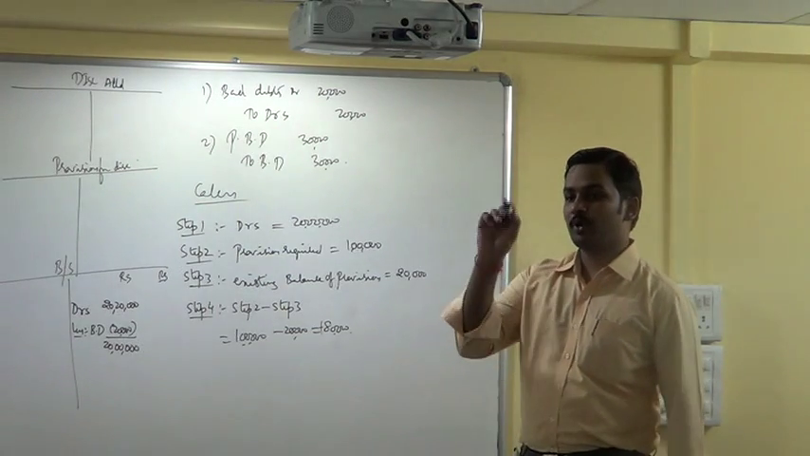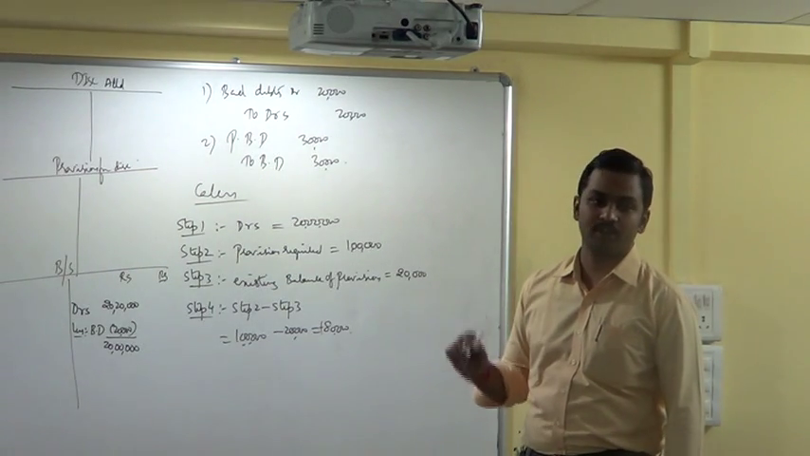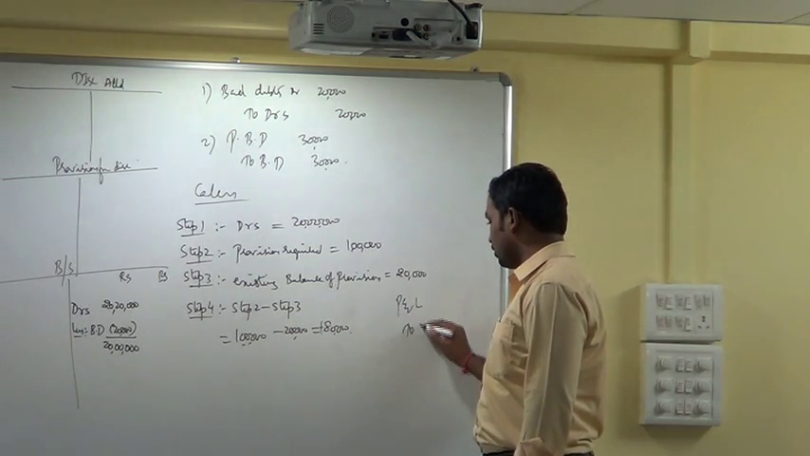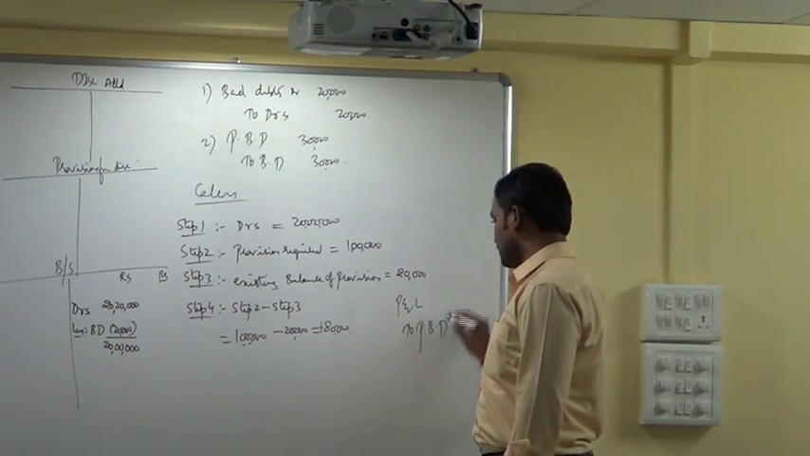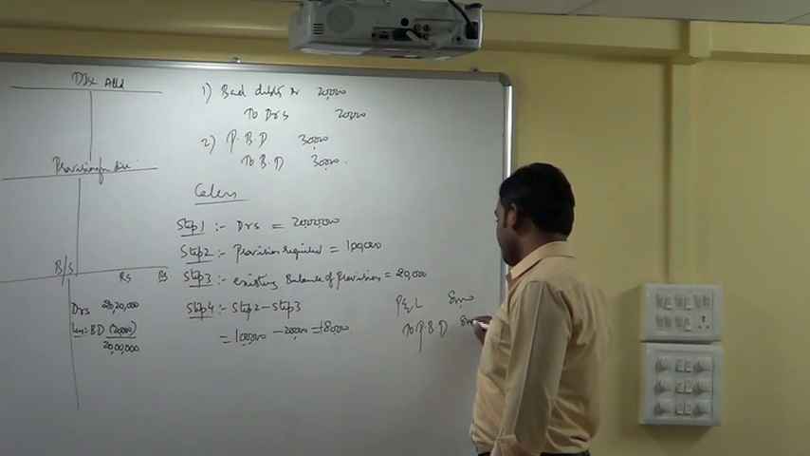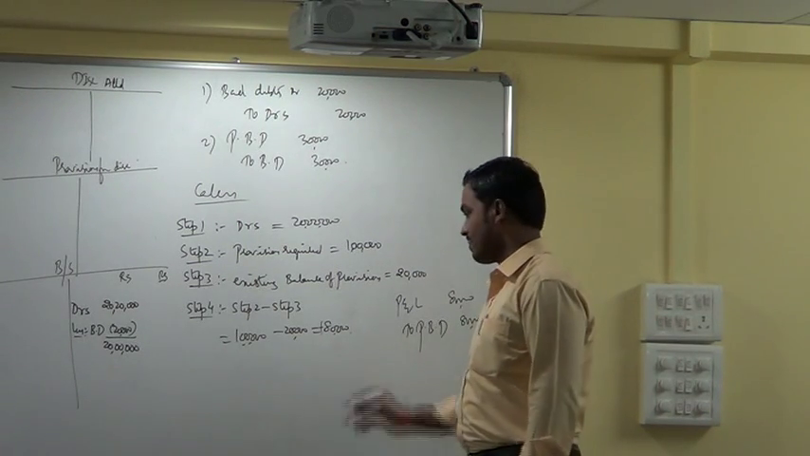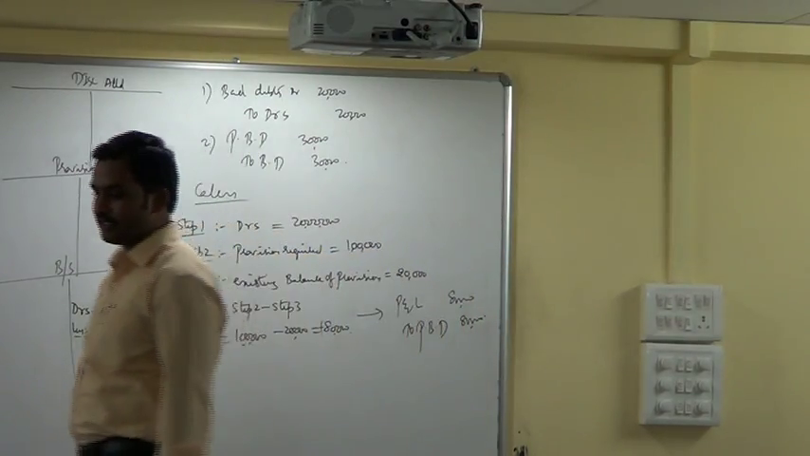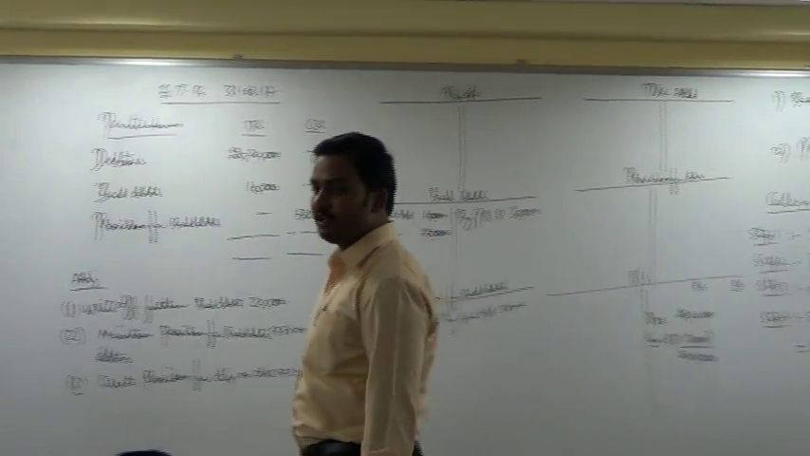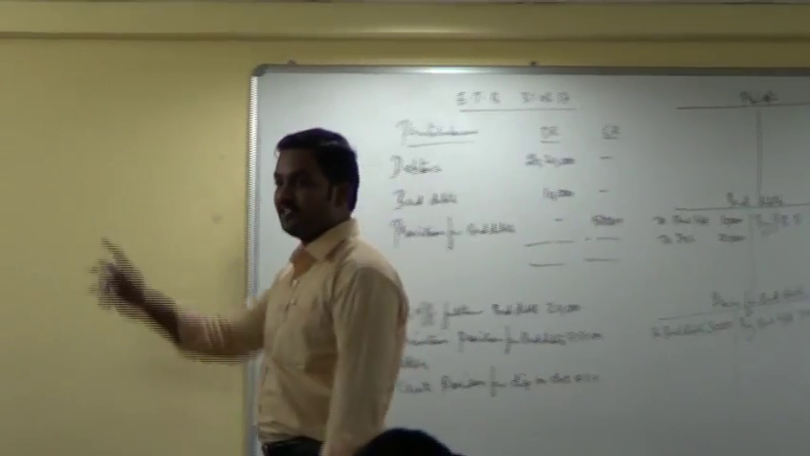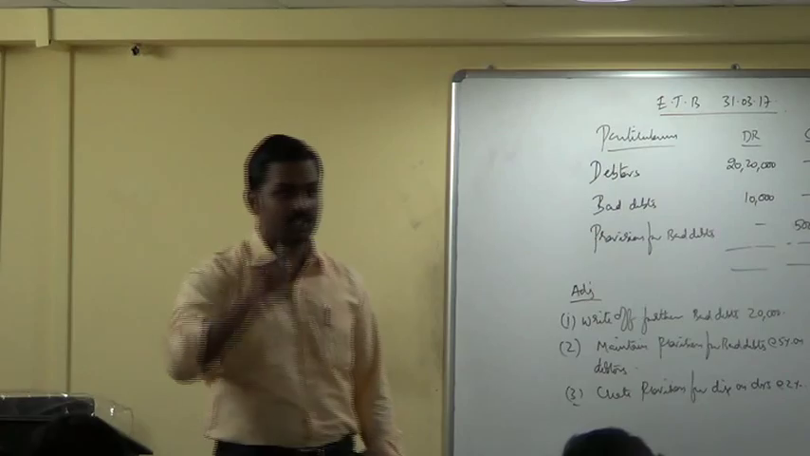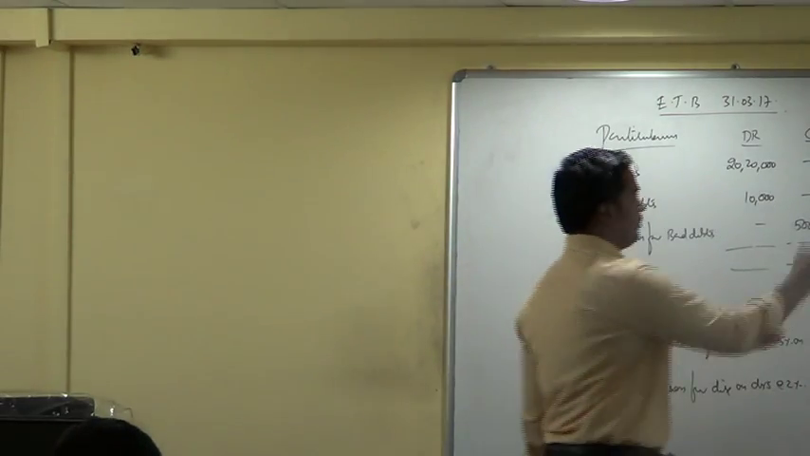So what is the entry we pass? Profit and loss account debit to provision for bad debts. Pass an entry: P&L account debit to provision for bad debts, 80,000 rupees. Where will you write this entry? You will write this entry in the journal proper. Now give a posting.